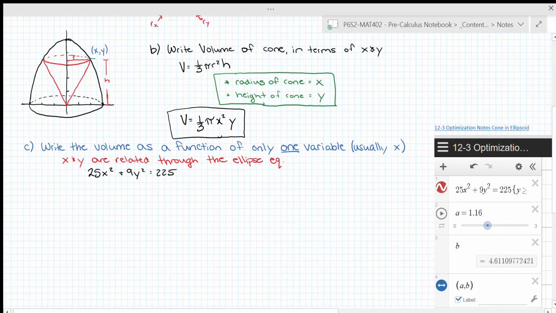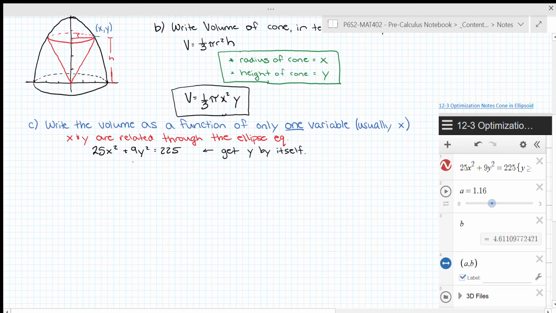What we want to do here is get the y by itself. Ultimately, we're trying to write it as an equation in terms of y so that I can plug it in up here in this volume equation. I'll have y equals some function of x, and I can put that in there so I can make my volume be only a function of x. So let's see what that looks like.